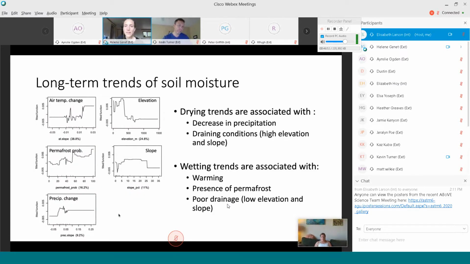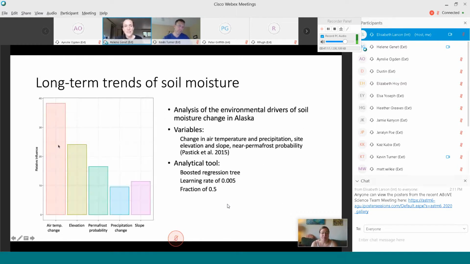Yeah, but so overall, when you look at those data here, the drying trends are mostly associated with decreasing precipitation and draining conditions, so high elevation here and higher slopes here. As you can see here, elevation was kind of a good influence, slope not so much. This is something we are struggling with.